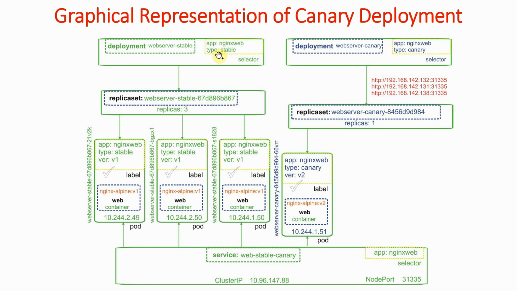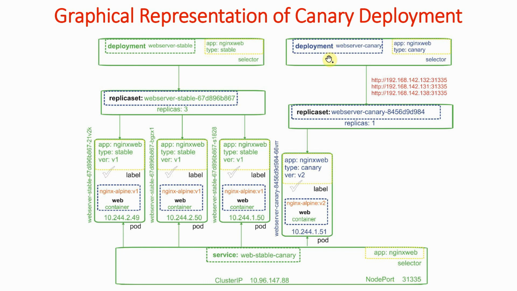We have chosen the selector in such a way that this deployment is going to handle only the pods which have these labels. And in our case, what our service was doing earlier, when we created it, we had chosen the selector as app equal to nginx web. So initially it was only pointing towards the 3 pods that were created by the stable deployment. So all the traffic was going towards the v1 application.